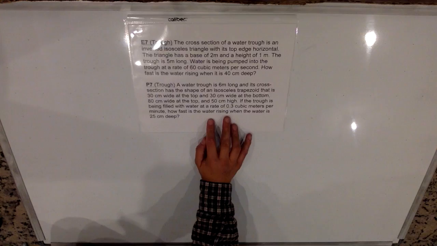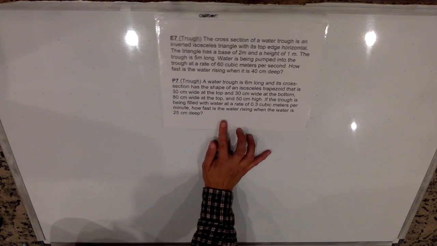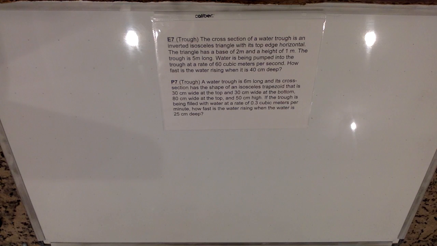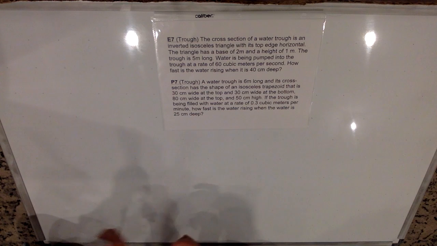Now, I don't think you're super likely to see a trough problem on the AP, but we're going to walk through it anyway. I grew up on a farm, so I'm familiar with what a trough is, but I know that not everybody is. So I'm going to walk you through what a trough looks like, and we'll go from there. The cross-section of a water trough is an inverted isosceles triangle with its top edge horizontal.